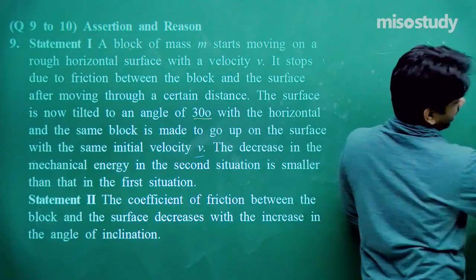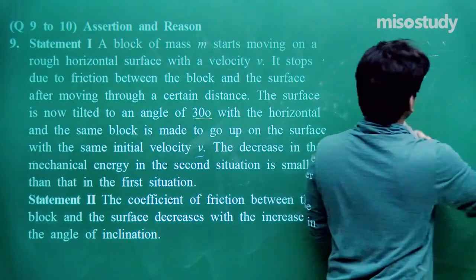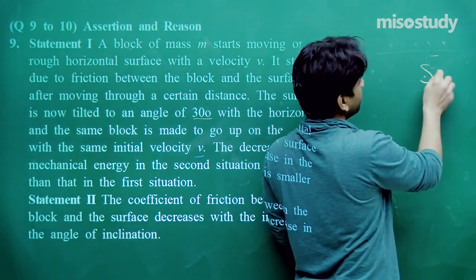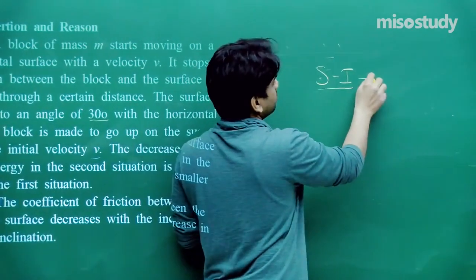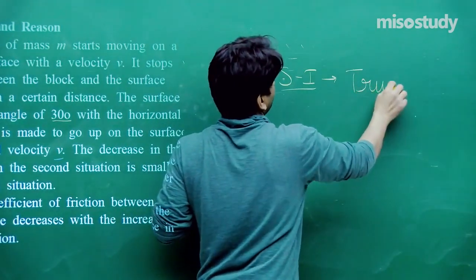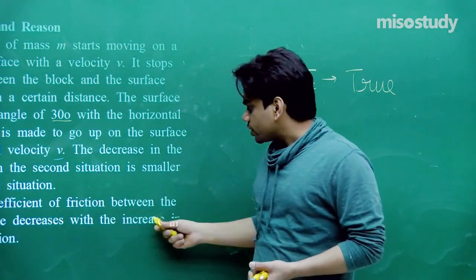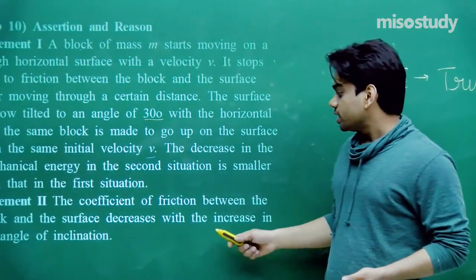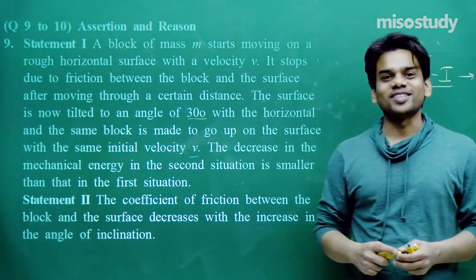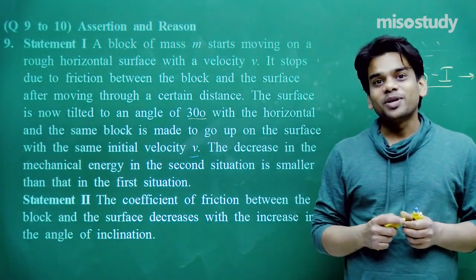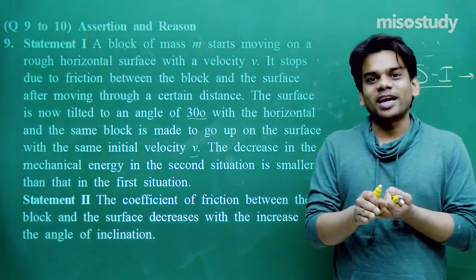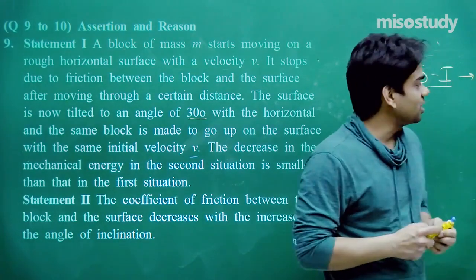I believe that you would have taken down this. That is true. So statement 1 is actually true. Next statement: the coefficient of friction between the block and the surface decreases with the increase in angle of inclination. Let me tell you, the coefficient of friction depends upon the property of the surfaces in contact. It will not depend upon the angle of inclination.